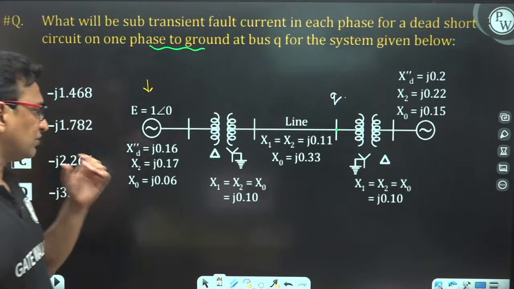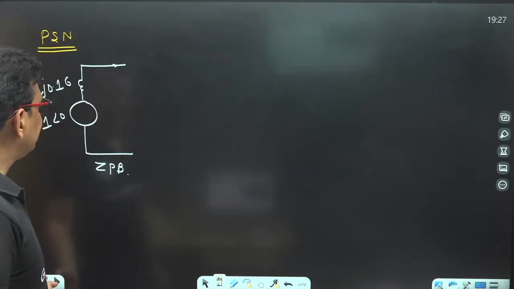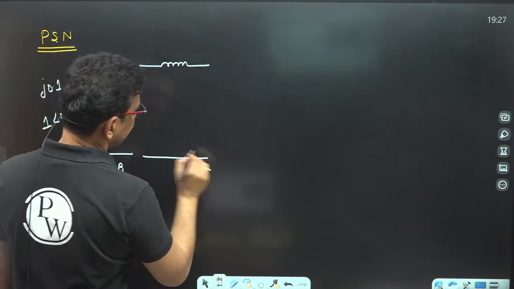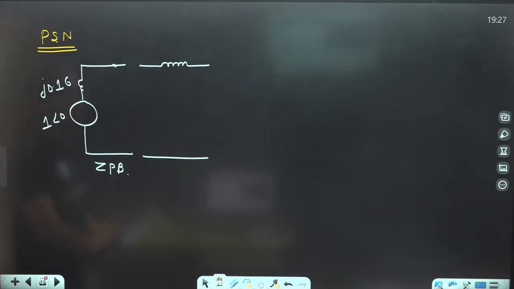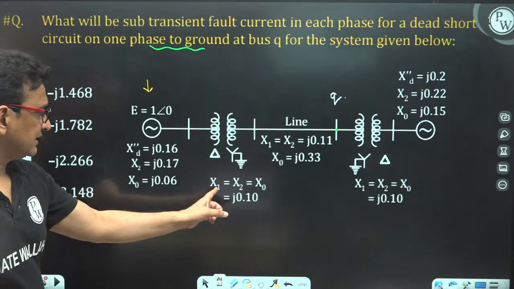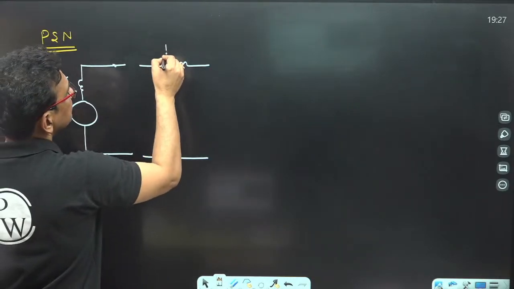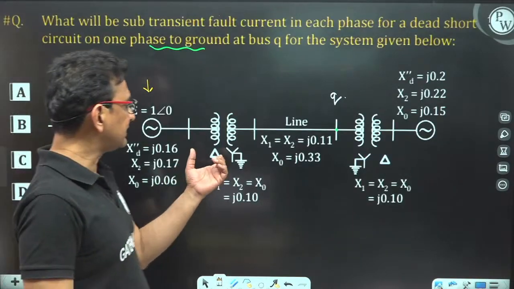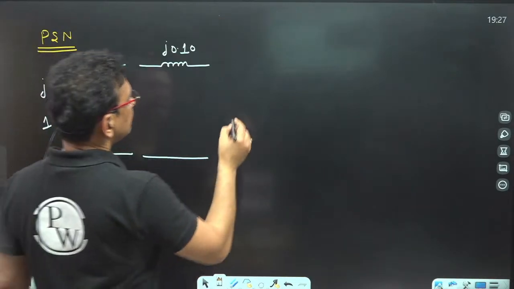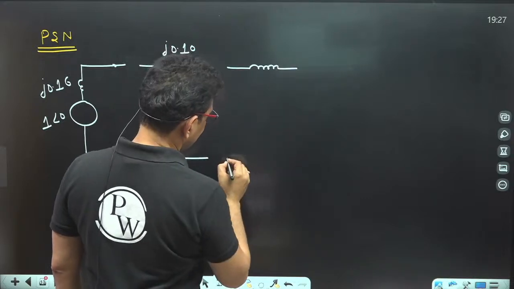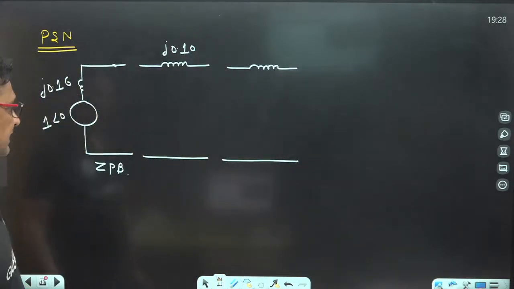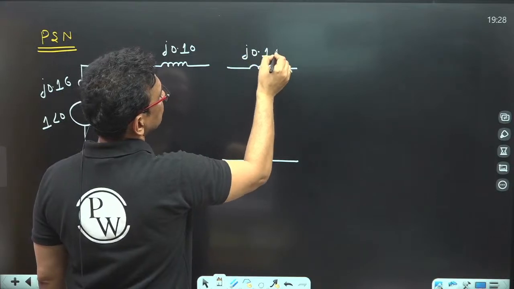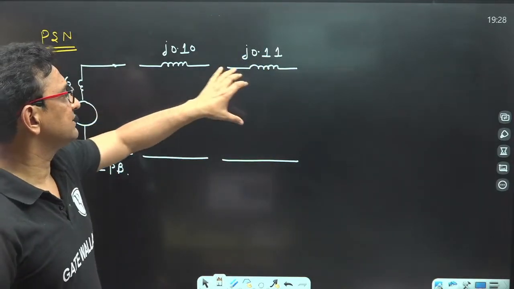Now, how to draw the positive sequence network for a transformer? The transformer equivalent circuit will be a reactance only. I take the positive sequence reactance here, J0.10. Now after the transformer there is a transmission line. We all know that the transmission line is also represented as a reactance only. We neglect the resistance and the shunt branch parameters. Its positive sequence reactance is J0.11. Clear? Alternator, transformer, transmission line.